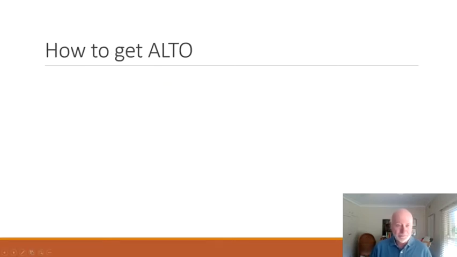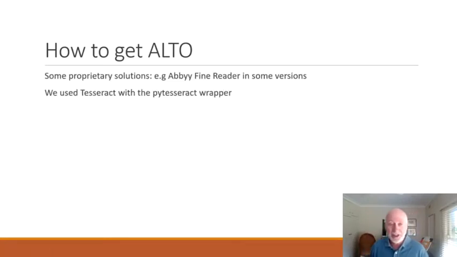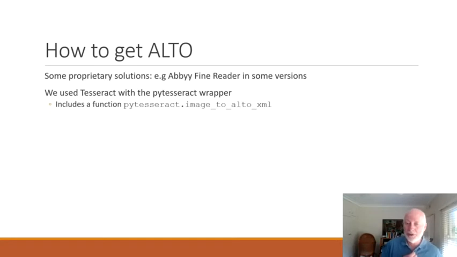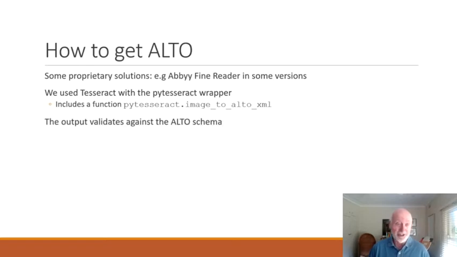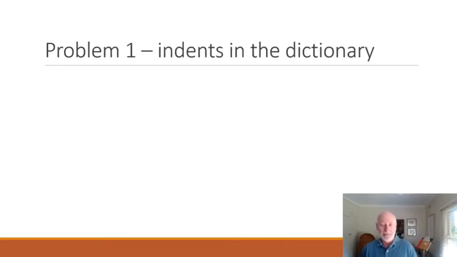So how do you get this kind of representation? Well, some scanning software will give it to you. What we actually used here is Tesseract inside the PyTesseract wrapper, which has a function image to Alto XML. And that's what we used to get our XML representations. The output of that function validates against the Alto schema, so it's well-formed XML, and you can manipulate it in ways that you would normally manipulate this kind of stuff in Python or whatever coding environment you're using. Standard XML parsing tools will work with it, so you can extract the necessary data.